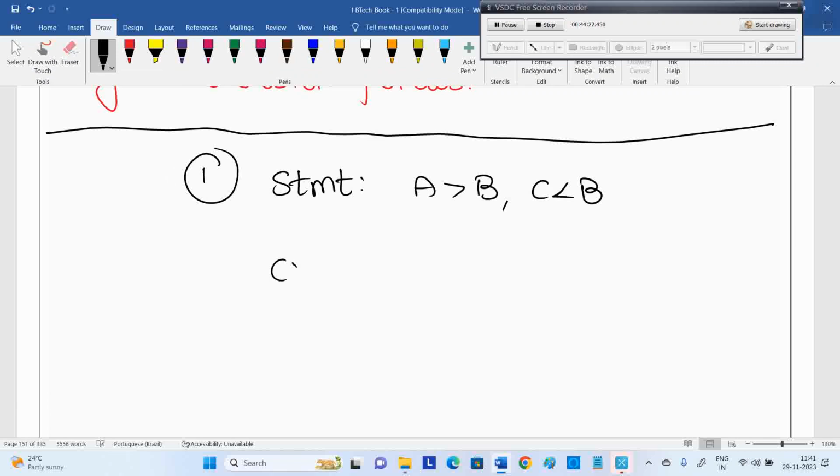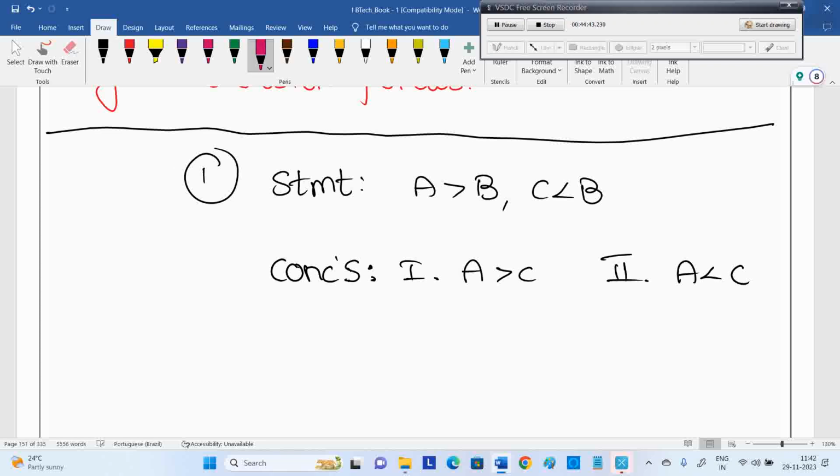And my conclusion is like this. First conclusion, I'm writing in short, CONC. This is a conclusion short note I'm writing. Conclusion. First conclusion, A greater than C. Second conclusion, A less than C. Now you have to decide which is true, which is false. Or you have to decide only which one is true. Sorry. Which is true among that you need to decide.